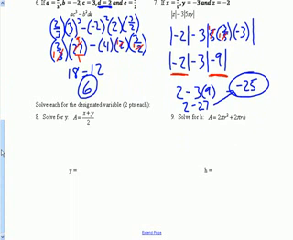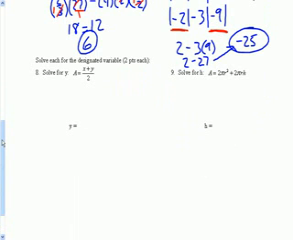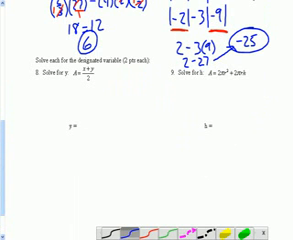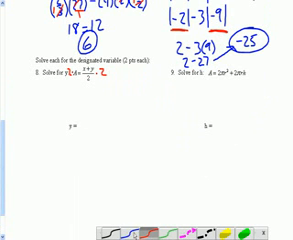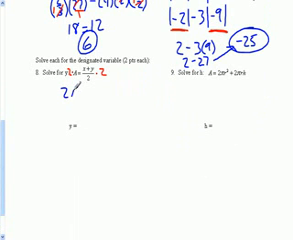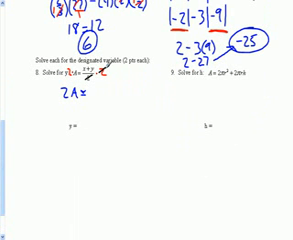All right. For number 8, we're solving for y. So the first thing we have to do here is we've got to multiply each side by 2. We're getting rid of the fraction. Whatever I do to one side, I have to do to the other side. So over here, I'm going to have 2a equals. Over here, the 2's are going to cancel out. And I'm just going to be left with the x plus y.